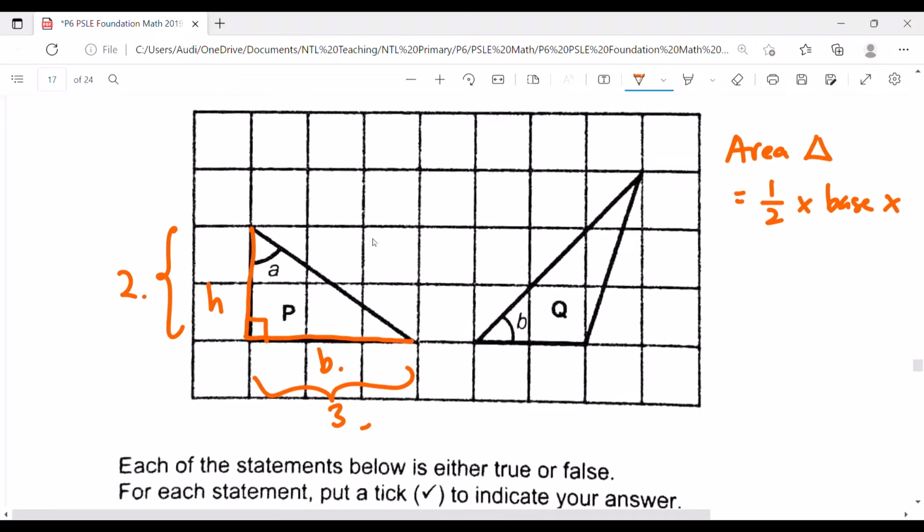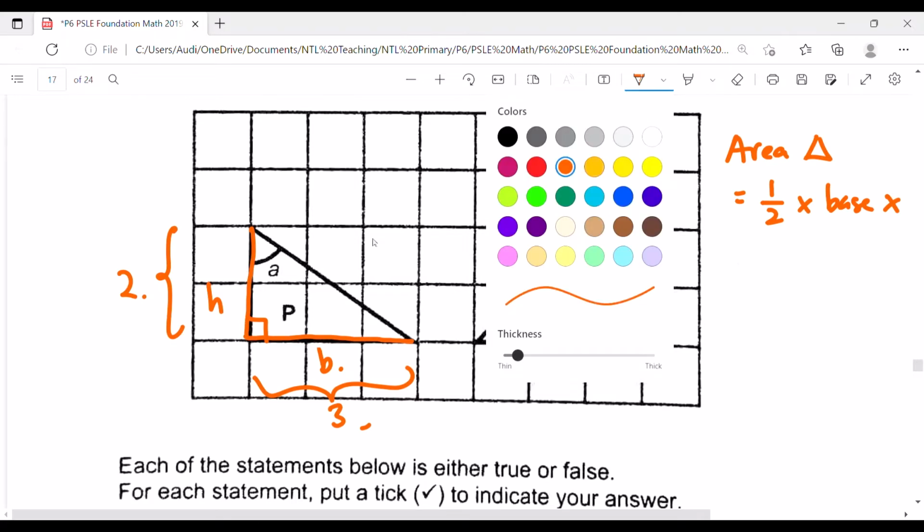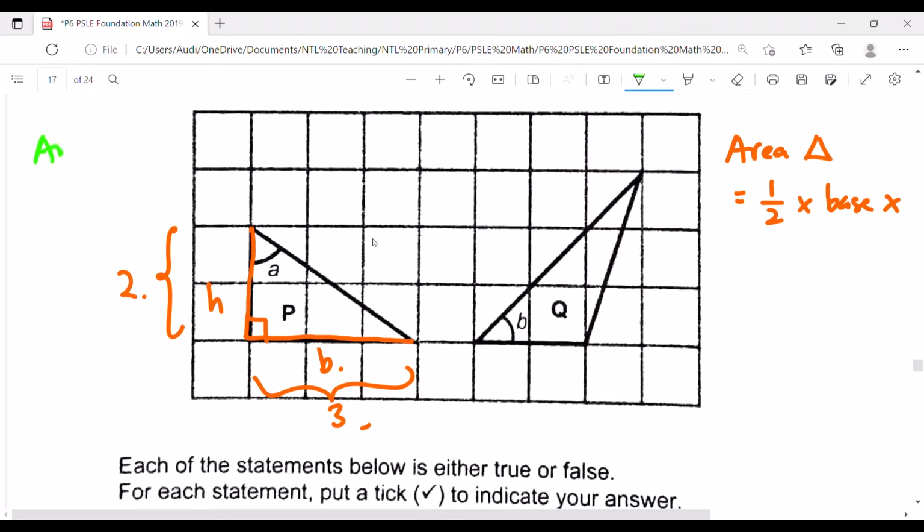I'm just going to do a quick calculation here. Area of triangle P is equal to half times base, which is 3, times height, which is 2. So 3 times 2 is 6, divided by 2. So the answer is 3 cm square.